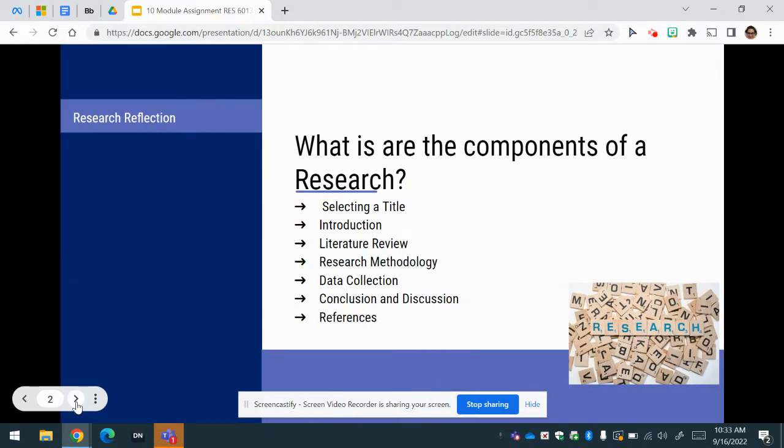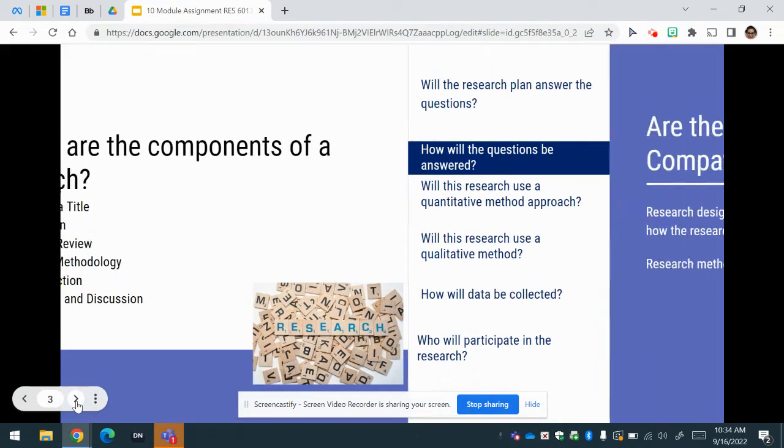Well, what are the components of a research? Well, we have to select a title, of course. We have our introduction with our research, literature review, going through journals and articles to find information pertaining to the topic that we are researching. What kind of methodology are we using? The data collection, and of course, a conclusion and discussion with references at the end.